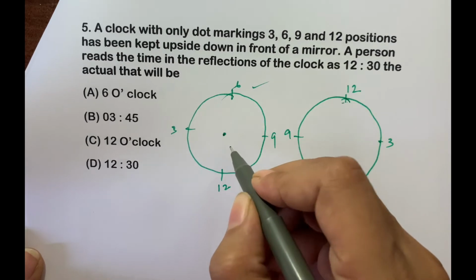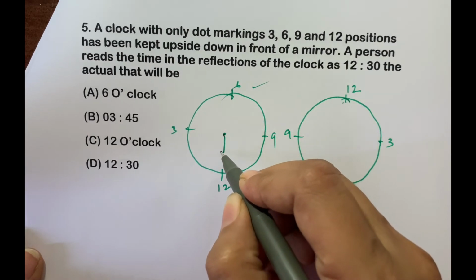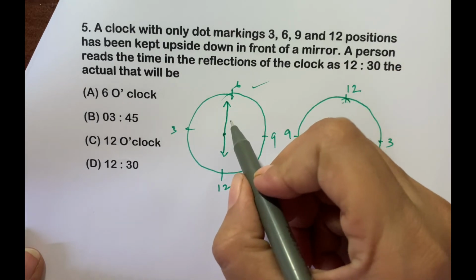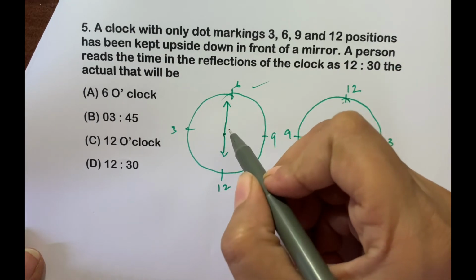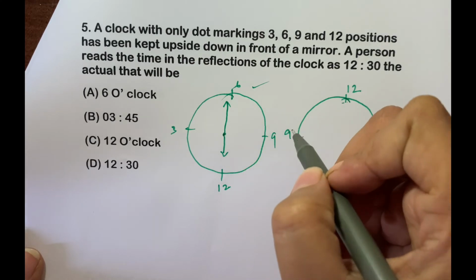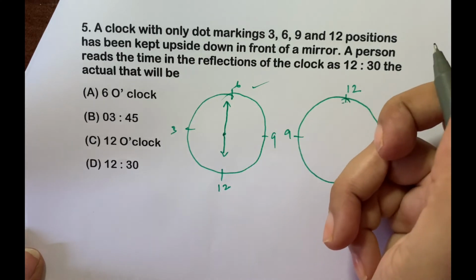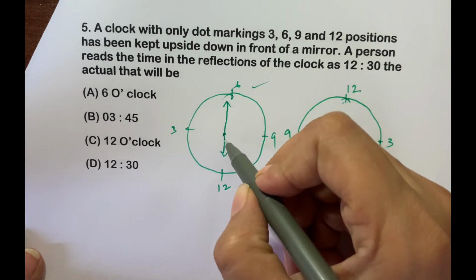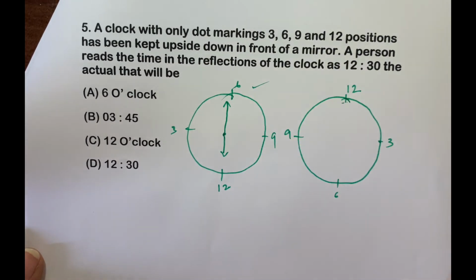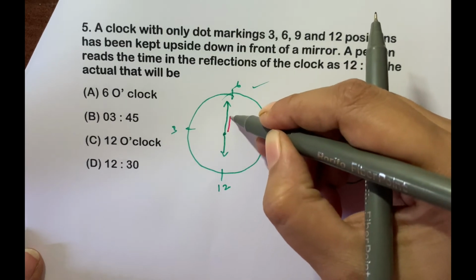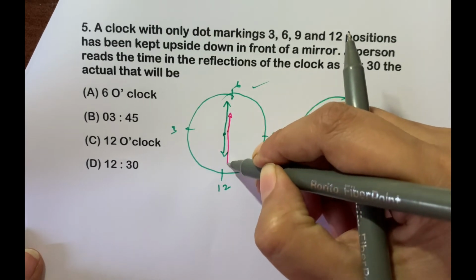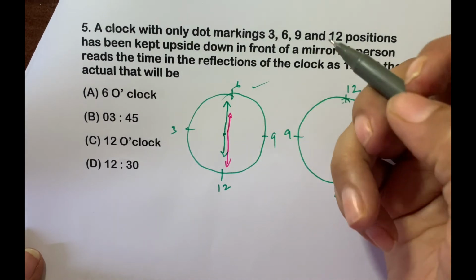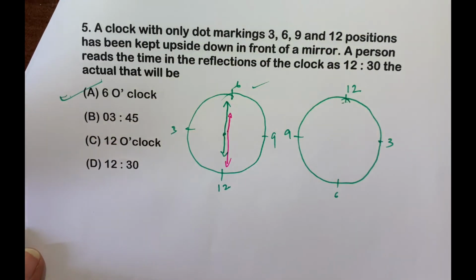So 12:30 is this one. This 12:30 is the reflection of the time in the mirror. So what will be the actual time? If this is the reflection, actual time will be exactly opposite to this. So it will be this way. This will be the actual time. So this is pointing out 6 o'clock. So 6 is the answer.